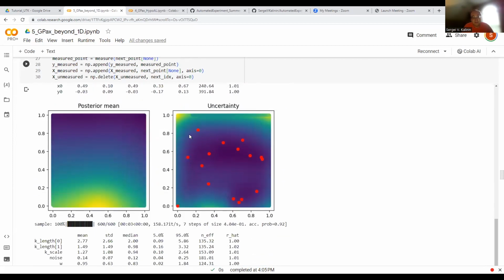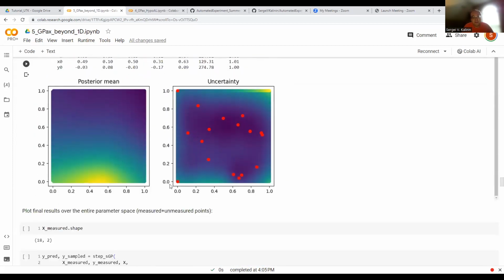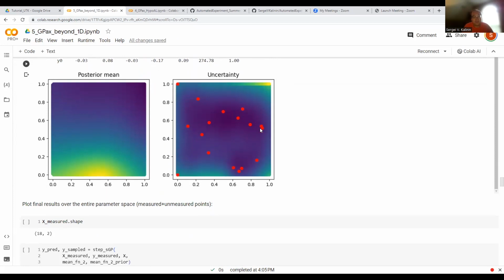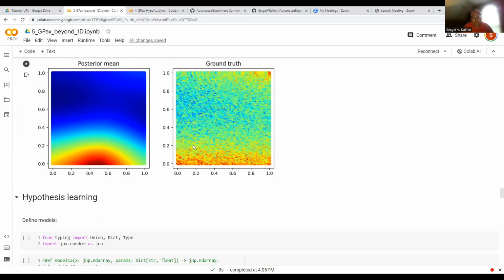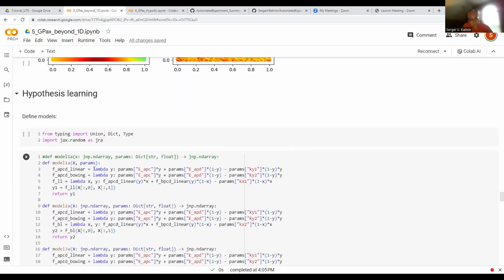Nonetheless, the process runs, and again, we get the posterior mean and the uncertainty, and the process sort of navigates. So if we try to visualize the behavior, in this case, the answer doesn't look so good anymore. Why? Because our mean function was actually incorrect.